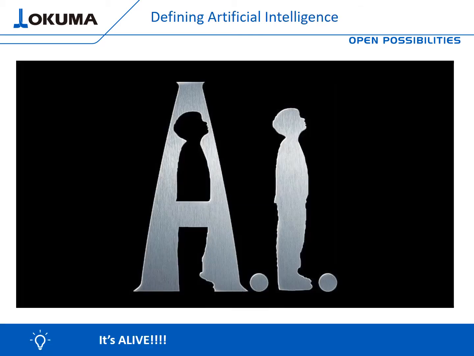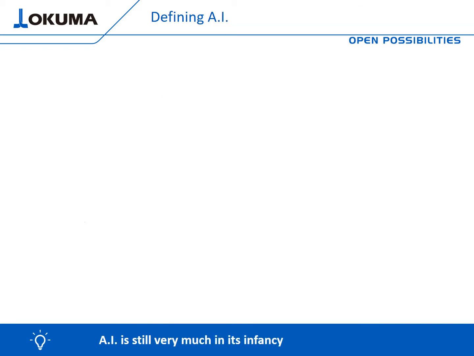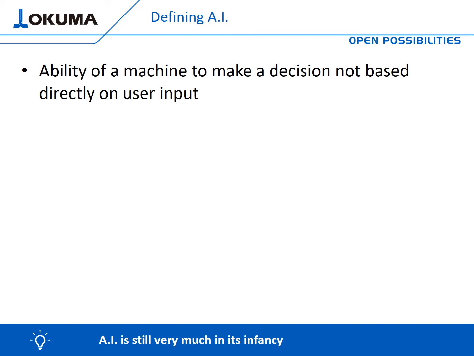But before talking about the specific tools that Okuma has, let's stop for a minute and try to define what artificial intelligence is. At the most basic level, artificial intelligence refers to the ability of a machine to make a decision without direct input from the user.